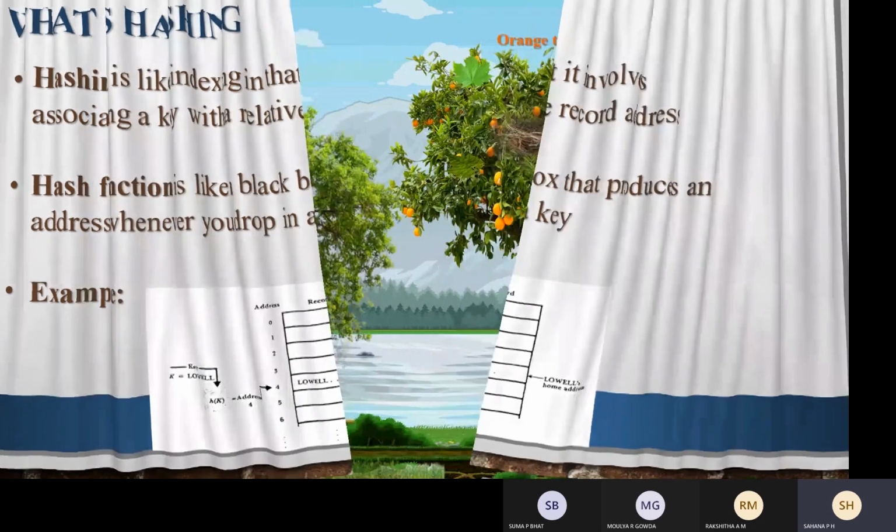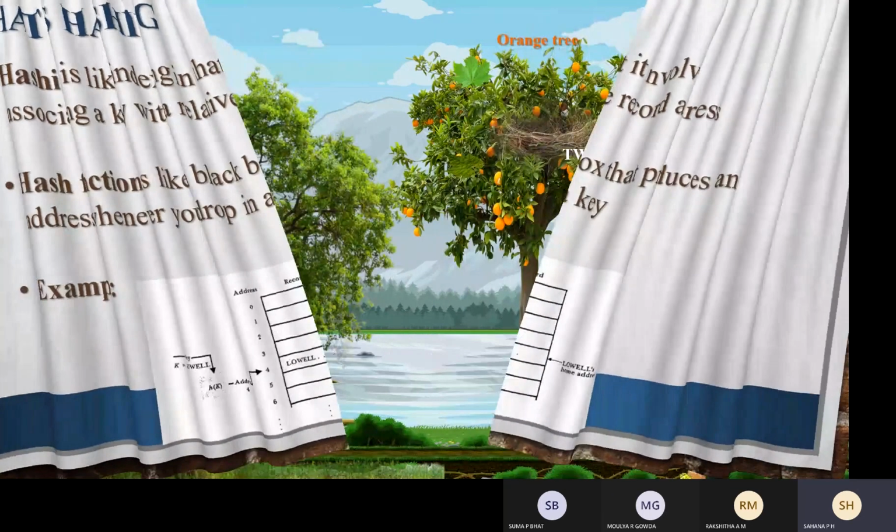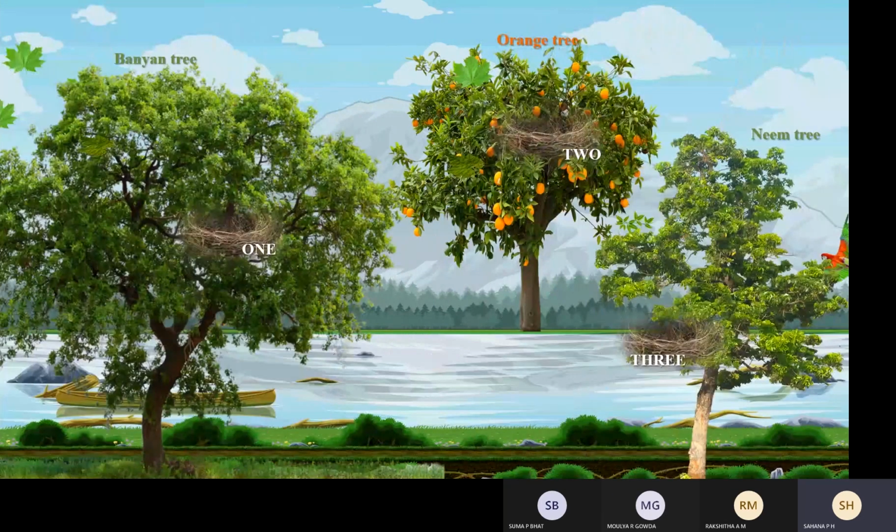Moving on with an animated example for a hash function, wherein the bird is h of k and all the trees have their own unique names. The bird has to point to the nest which is given as a key. The nests are named as 1, 2 and 3. The key given to the hash function is 1. Nest 1 is located on the banyan tree. So the bird moves towards that tree.